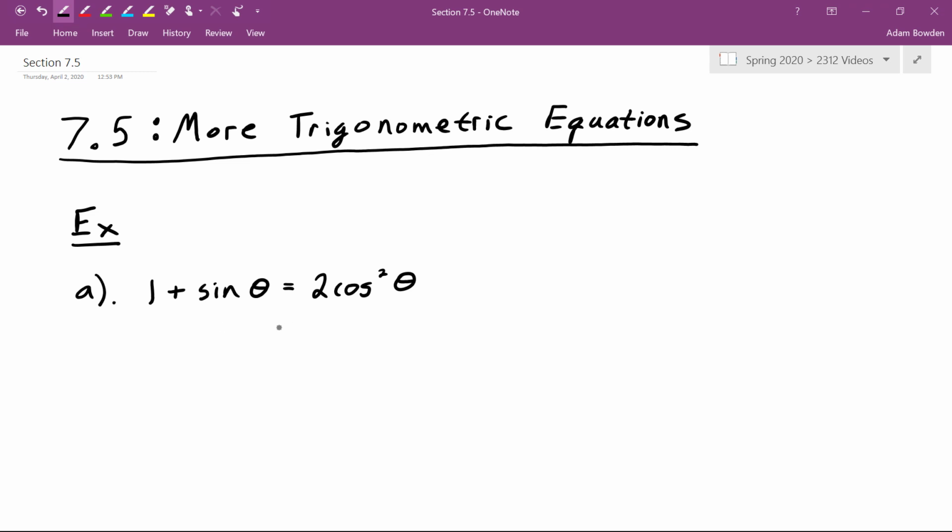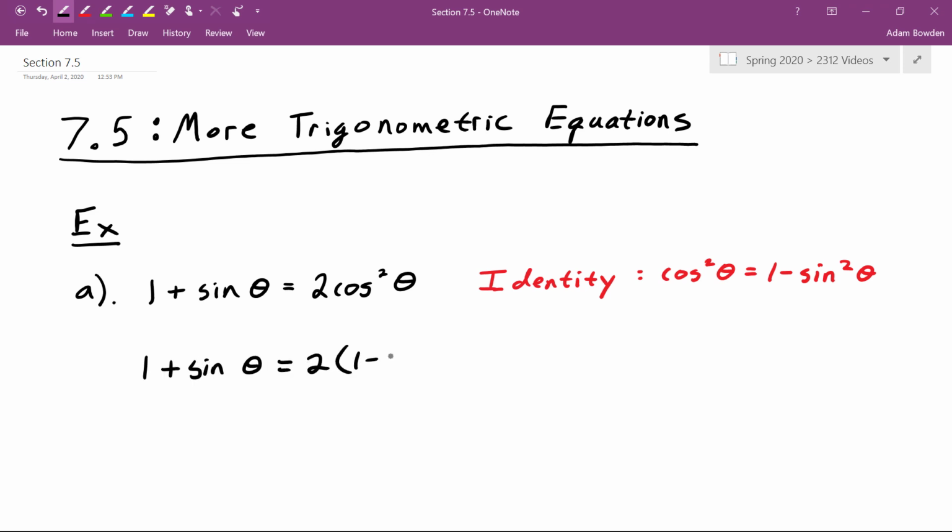So this is not really a situation where we can factor, but it's a situation where we can apply identities. The identity that we'll focus in on here is that cosine squared theta is equal to 1 minus sine squared theta. So if we put that here in our equation, we'll have 2 times 1 minus sine squared theta. And by doing this, we have rewritten the equation so that everything is in terms of the sine.